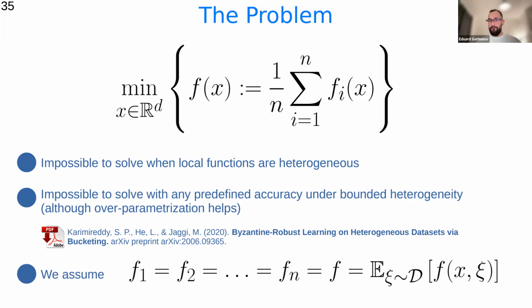Therefore, in our paper that I'm presenting, and also in this talk, we will assume that all functions are the same. Essentially, it means that clients have access to some public data set, and they just want to collaboratively train some large model on this data set. The data is public, and it means that they can sample x_i from the entire dataset, which implies that all functions are the same.